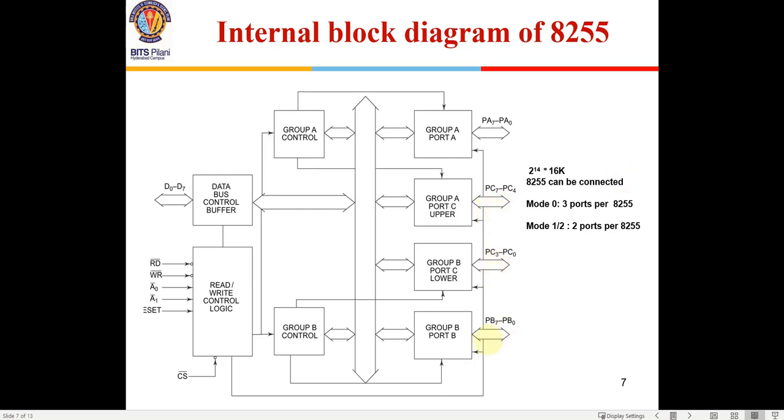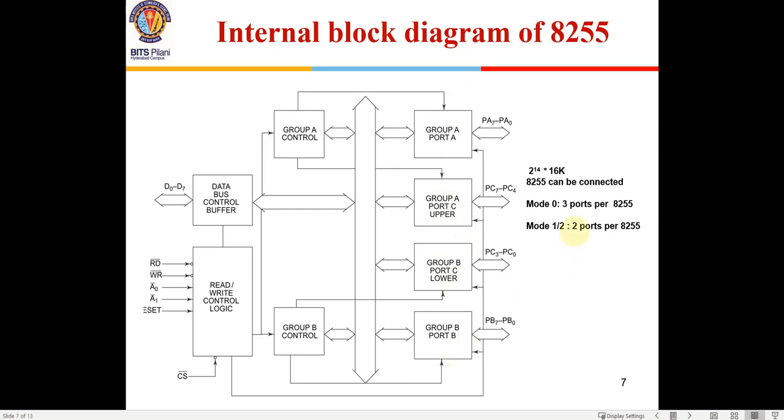Yes, sir. Okay. Similarly, in mode 1, group B, you can configure both group A and group B as mode 1. So in that case, port C will be split into two groups. One group will get associated with group A, the other group will get associated with group B.